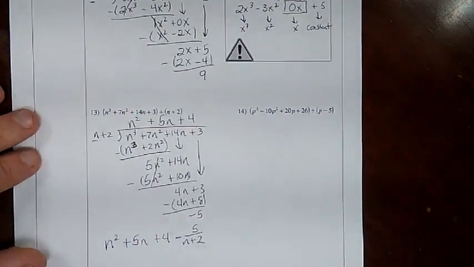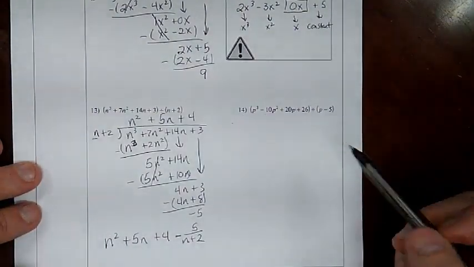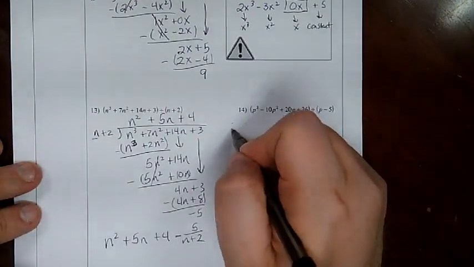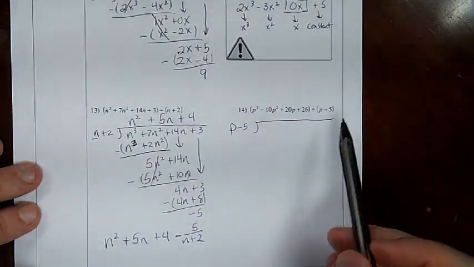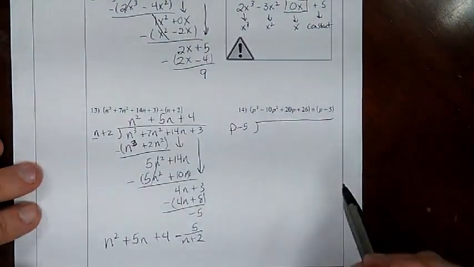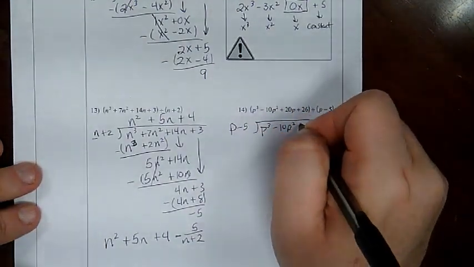We'll set up and complete number 14. Number 14. So we will put p minus 5 outside. Inside, we're going to check for any missing terms. P cubed, p squared, p, constant. We're good. So p cubed minus 10p squared plus 20p plus 26.